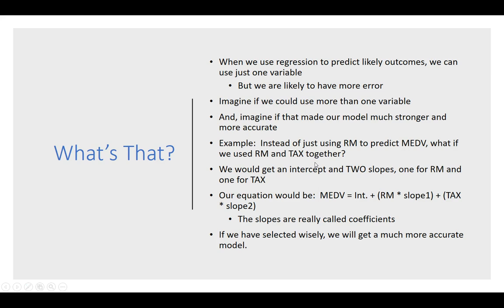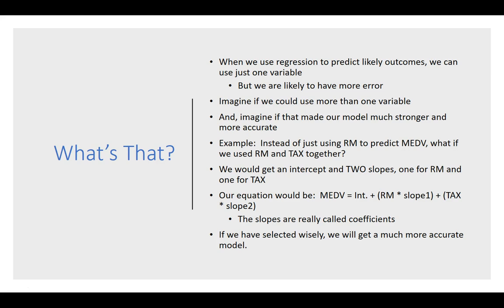So what's that? What's multiple linear regression? Well, it's when we use regression to predict likely outcomes, just like we did before. But instead of using just one variable, we're going to use multiple variables. And why are we going to do that? Because if we can identify multiple variables that are in fact already correlated with the variable that we're trying to predict, then we're likely to be able to have much more precise predictions, because we can really zero in on using a combination of correlated variables that will help us determine what the predicted variable would be.